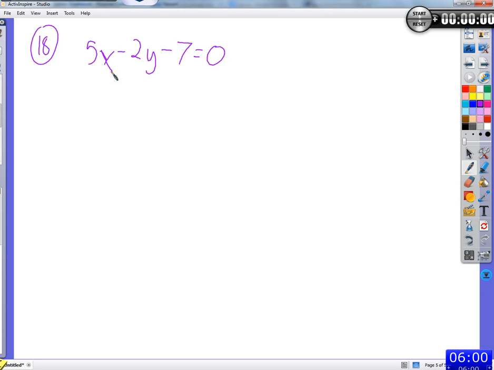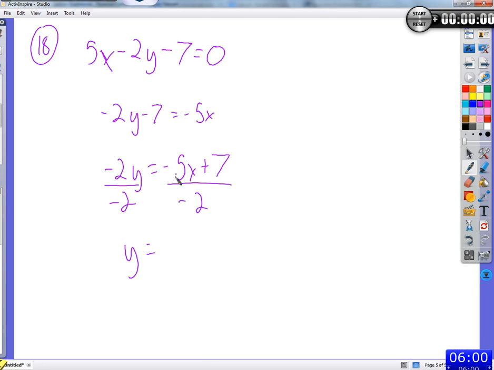What would you do first to get y by itself? Lily? Subtract 5x. Subtract 5x, okay. So 5x minus 5x is 0. 0 minus 5x equals 5x. Ethan? Add 7. Add 7, good idea. Divide by negative 2. Remember, you gotta distribute the division to everything, so to these two things. So you get positive 5/2, because negative divided by negative is positive, minus 7/2. That's it. Now y is by itself. You got a number times x, you got your constant.